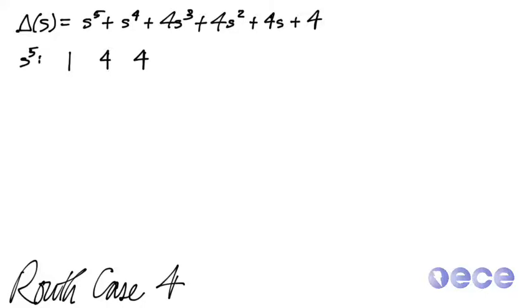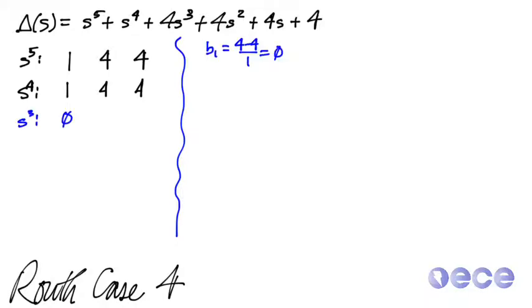So the s to the fifth row, by inspection, is 1, 4, 4, and the s to the fourth row, again, is 1, 4, 4. So let's go ahead and build the row. We create our alternate universe over here. Let's go ahead and build the row for s cubed. So s cubed starts with an element of 0 because the coefficient b1 is built by 4 minus 4 over 1, so that equals 0. The element for b2, again, 4 minus 4 over 1 equals 0. And then the third element of the b's is 0 by inspection.